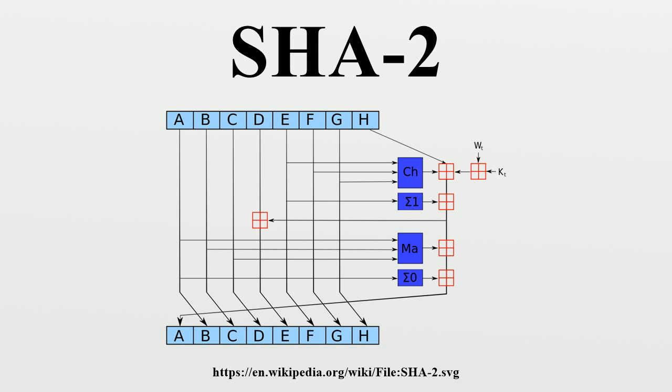The round constants are based on the first 80 primes up to 409. The word size used for calculations is 64 bits long. The appended length of the message, in bits, is a 128-bit big-endian integer, and the shift and rotate amounts used are different.